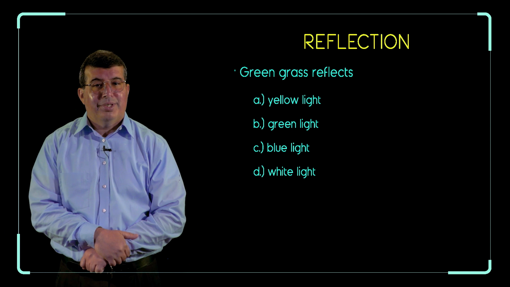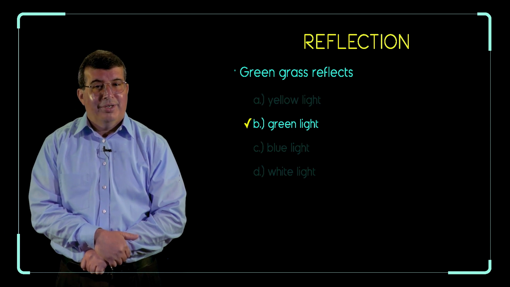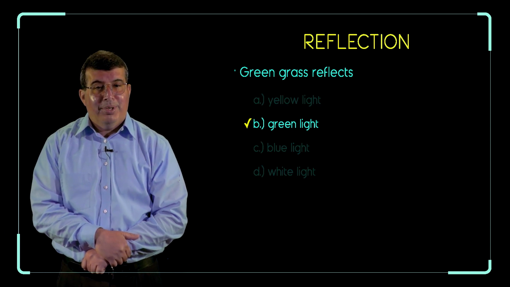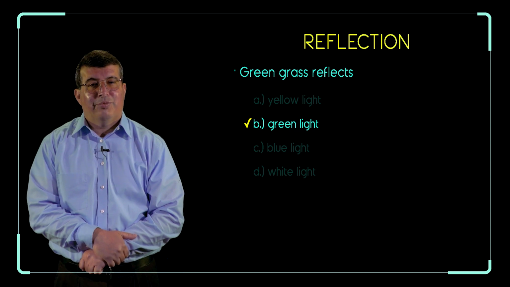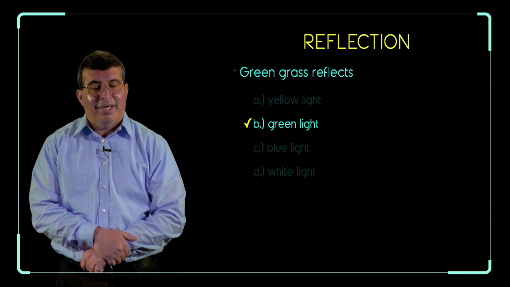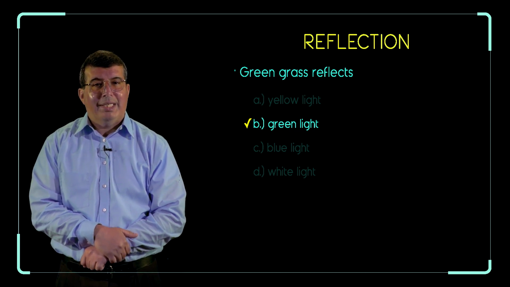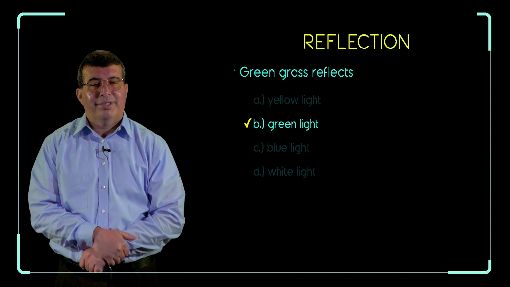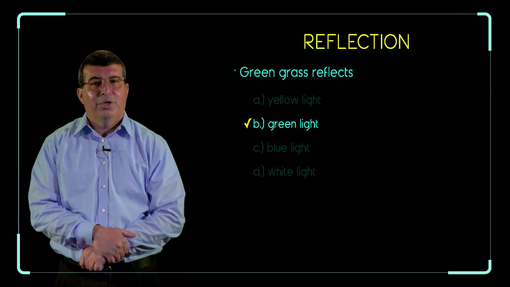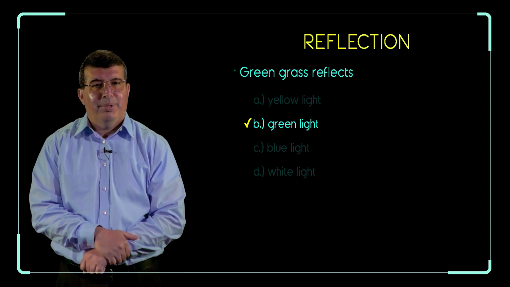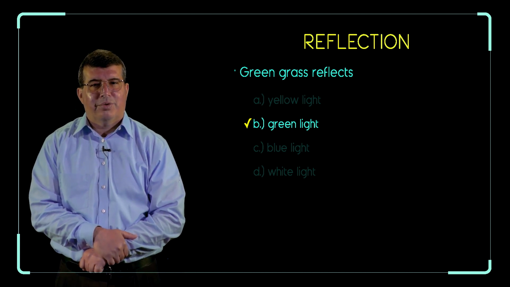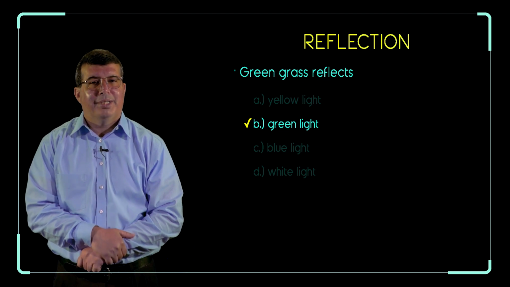The correct answer is B, green light. Green grass appears green because it reflects green light to our eyes. So even if white light shines on green grass, the light that is reflected is the green light, which is why it appears green to us. So the correct answer is B, green light.